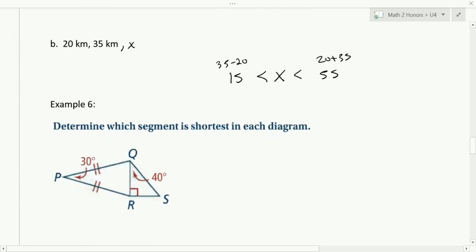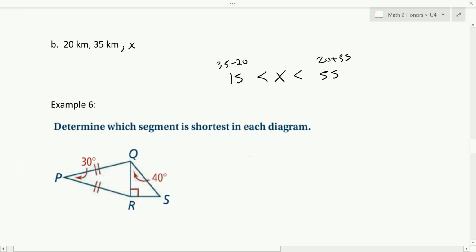Look at this diagram. Think about what we've learned so far in today's lesson with the angles and side lengths, and decide which segment in this diagram is the smallest segment. Now, this may not be drawn to scale, so don't pick the side that looks the smallest. But based on the angle measurements and some of the markings in the diagram, try to pick which segment would have to be the smallest segment in the diagram.